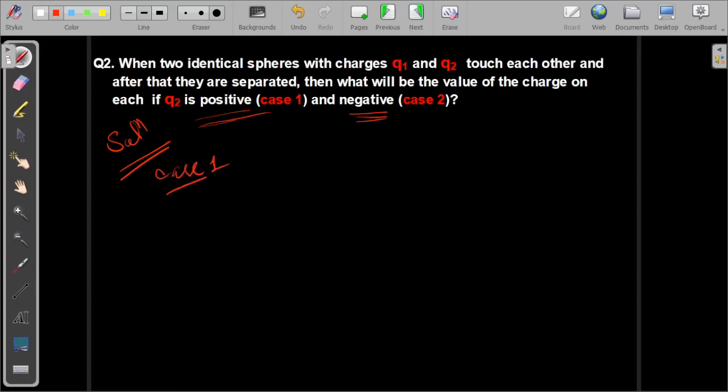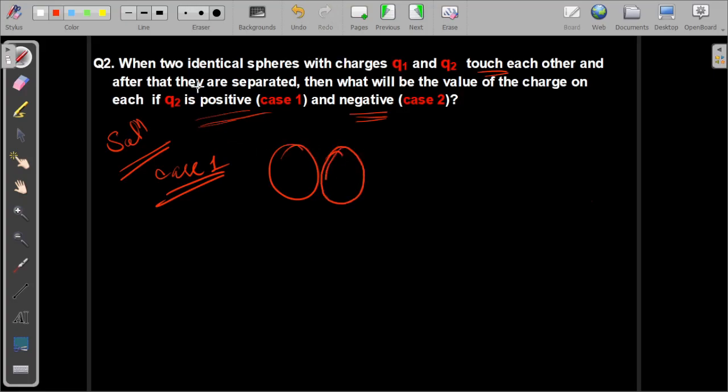Okay, case one. That means what is given? Two spheres with charges q1 and q2 respectively are given, and they are put in contact. Touching each other means that they are put in contact. Then what will happen after contact? Charge transfer will happen, right?